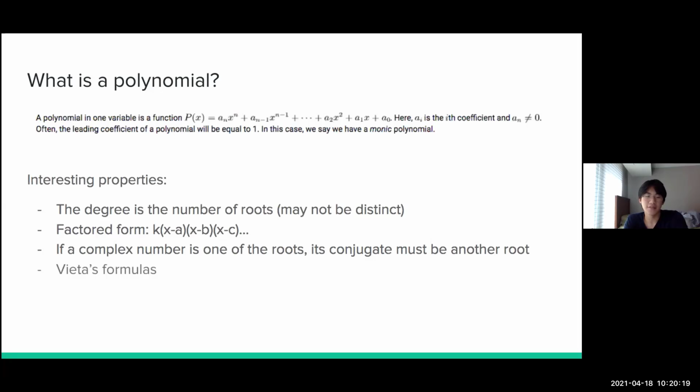There's also Vieta's formulas, which I won't be covering today because honestly, Vieta's formulas could be made into a presentation all on its own. It's such an extensive topic, but it's also a really important topic.